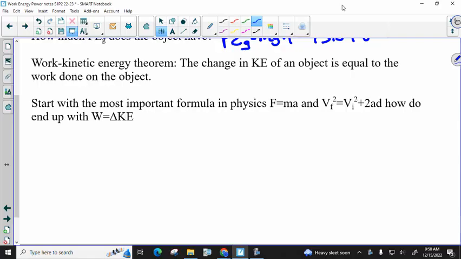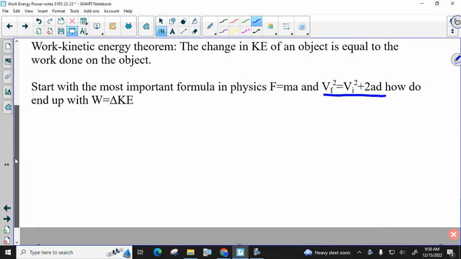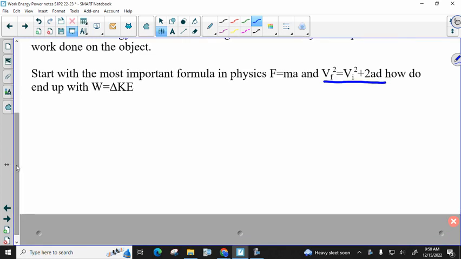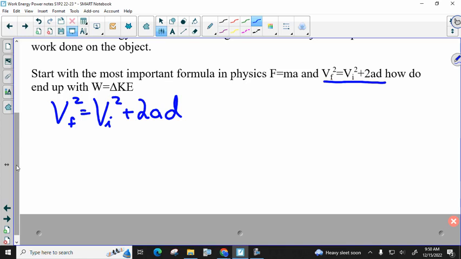All right, so we're going to start with our Formula 4 from kinematic equations. And we're going to use some other laws, Newton's Law 2 formula. And we're going to show you that the work kinetic energy theorem formula comes from this. So we'll start with Vf squared equals Vi squared plus 2AD. All right, now it's some math magic time.